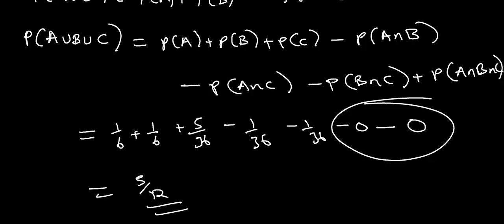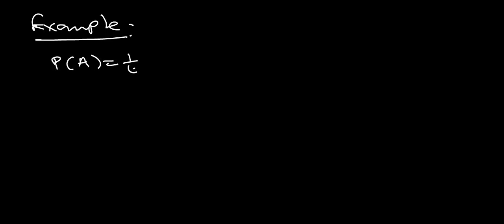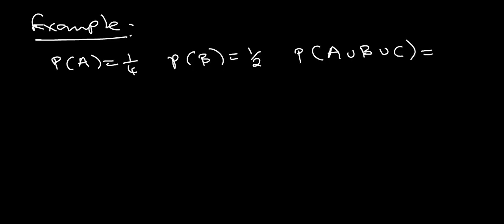So let me just go back here. So they're saying, this is the example, another example. So the probability of an event A is 1 over 4, and the probability of B is 1 over 2. The probability of their union, A union B union C, is equal to 3 over 4. They want us to get the probability of C.